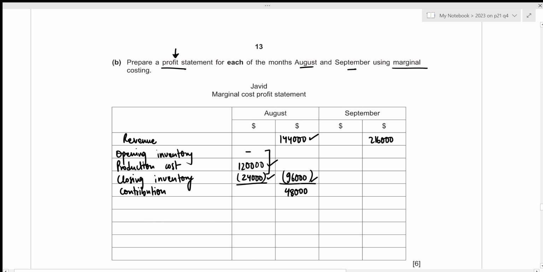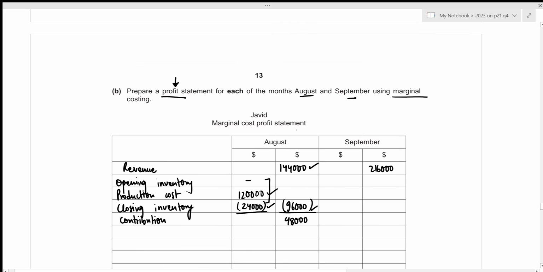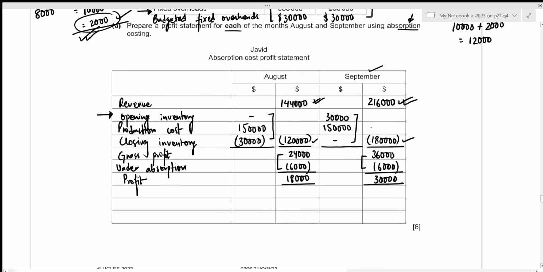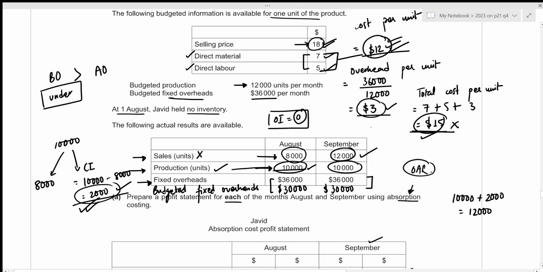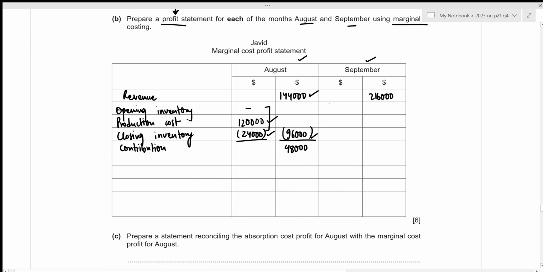Now we repeat the same process for the month of September. The closing inventory of the month of August will act as the opening inventory for the month of September. So that will be 2,000. Again, it will be valued at the direct cost. That's 2,000 times 12, which is 24,000. Then for our production cost, that will again be 10,000 units. So that's 10,000 times 12, which is 120,000. And we've already calculated that the closing inventory for the month of September was 0. So opening inventory's value is 24,000.